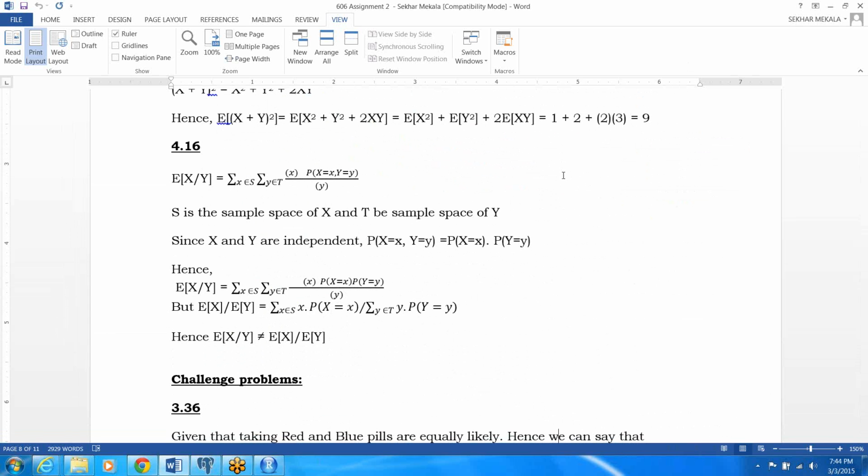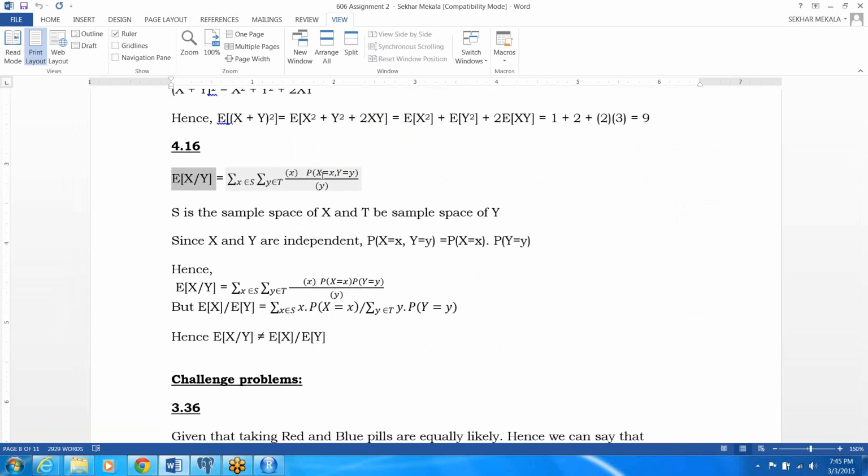The problem is asking whether the expected value of x by y is equal to the expected value of x divided by the expected value of y. So we have to either prove that, or give some example or some way to disprove it. As per the formula, the expected value of any function, here a multivariable function having x and y, is supposed to be f of x multiplied by the joint distribution of both the random variables.